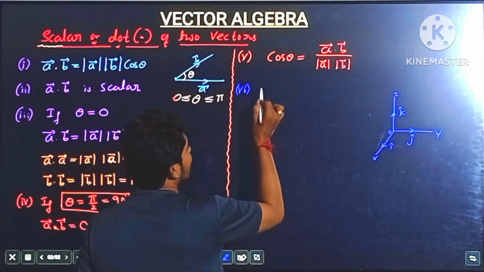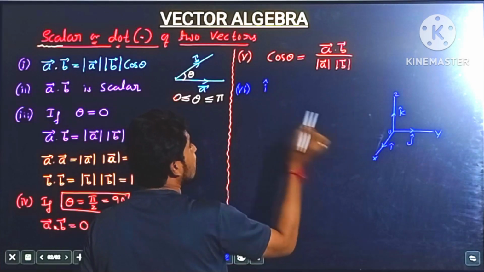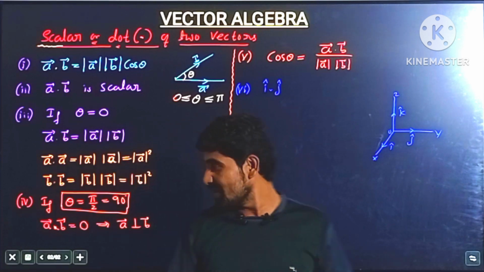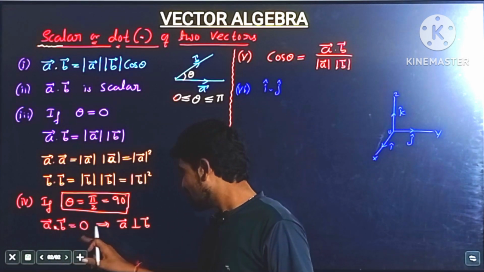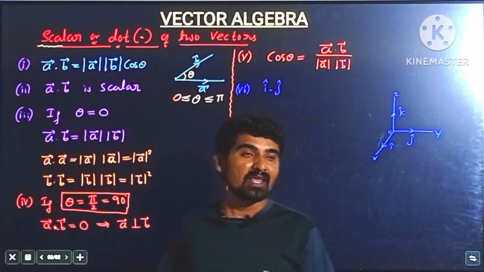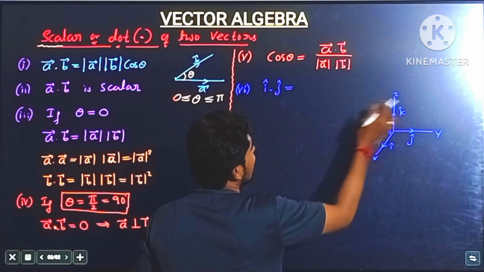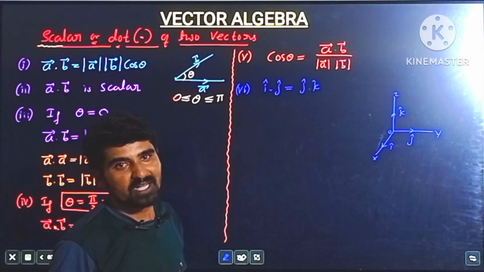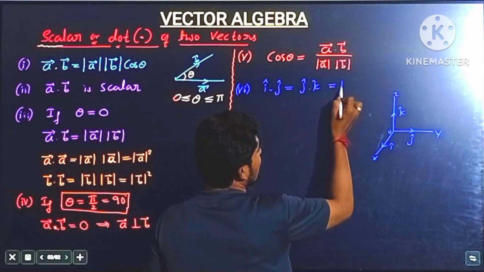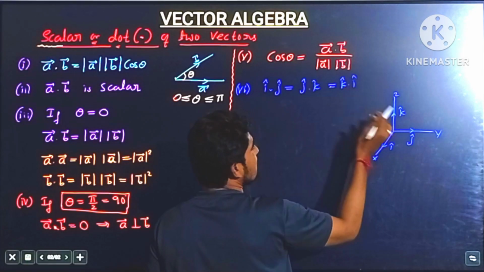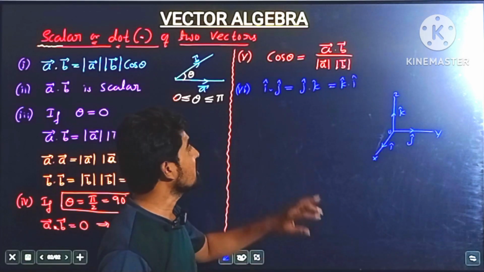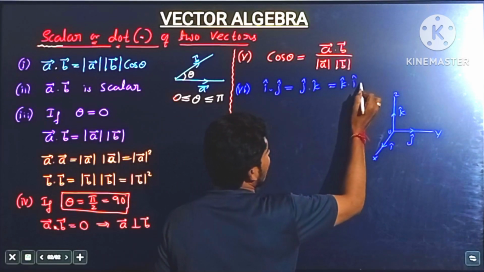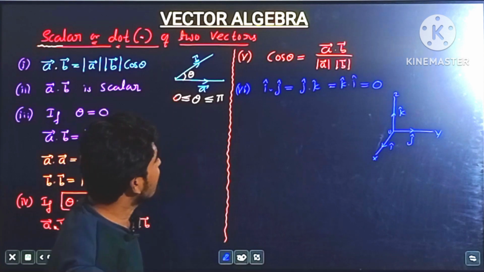It means the dot product of i with j. First I am going to consider i dot j. See here, i is perpendicular to j. I already discussed that if any two vectors are perpendicular, then the dot product is 0. Similarly, j is perpendicular to k, so their dot product is also 0. Similarly, k cap dot i cap: k is perpendicular to i, so their dot product is also 0. Hence the value of i dot j, j dot k and k dot i is equal to 0. I hope all of you are understanding.